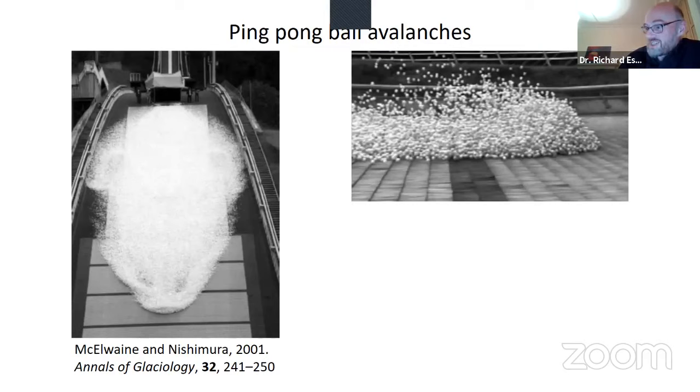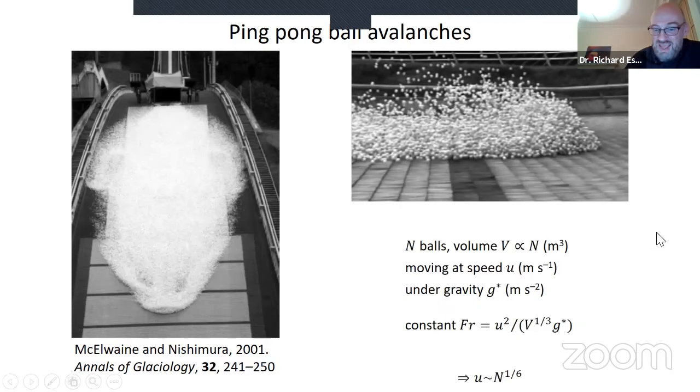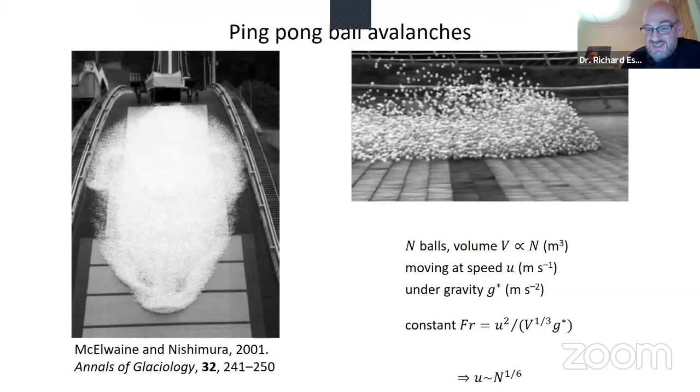So we're going to do a common physics trick of trying a dimensionless variable analysis with the variables that the answer could depend on. So, if we have a number n of balls, they'll have a volume v, which is proportional to the number of balls. We'll have dimensions of meters cubed. They're moving at speed u, meters per second, under gravitational acceleration, which we can adjust for the angle of the slope. And we'll look for a combination of those variables that gives us a dimensionless number. And the one that we can come up with in fluid dynamics would be called a Froude number.